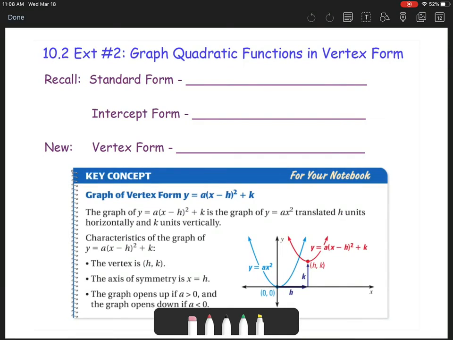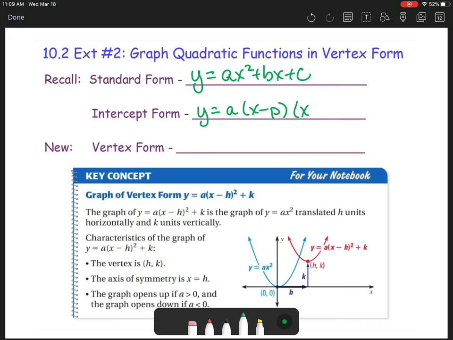Hello and welcome to this video that will help you graph some quadratic functions given to us in vertex form. Before we jump right into vertex form, let's just review the standard form a little bit. Y equals ax squared plus bx plus c. All of these are very similar and yet very different, so make sure you're keeping up with all of the different forms as you're instructed to.